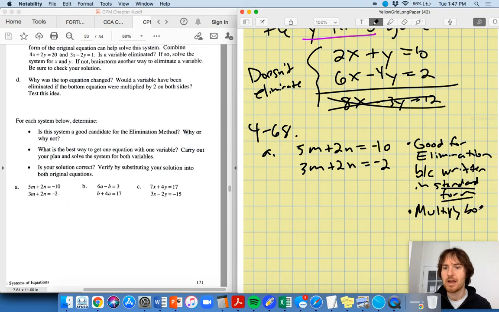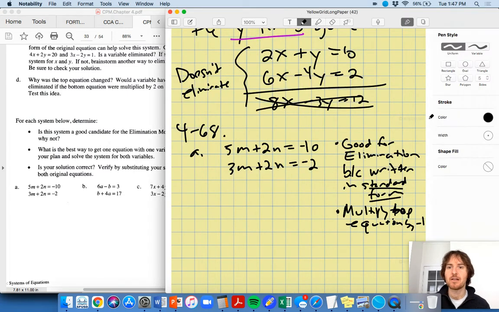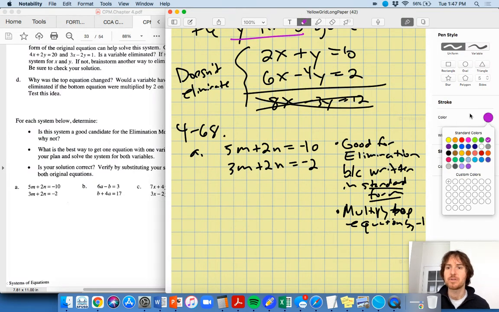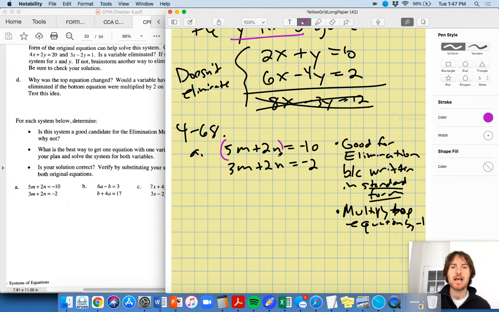Bottom equation. Let's do bottom. Maybe I'll do the top equation by negative 1. Okay, that's what I'm going to do. And I chose the top one here because negative 10 is a big negative number. Let's make it positive 10. That's why I did it here, as kind of a heads up. So let me change my color so you can see why I'm doing this. I'm going to multiply this top one by negative 1.